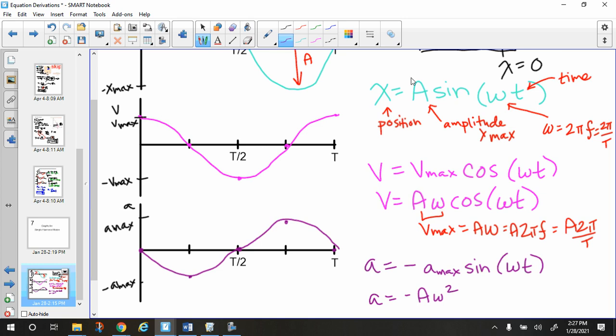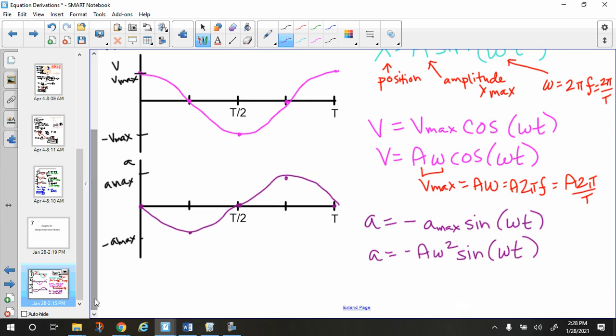So you can see that this coefficient is A. We multiply by omega, we get A omega for velocity. Multiply by omega again, we get A omega squared for our acceleration. And if you know how to take a derivative, you know the derivative of cosine is negative sine. And then you multiply by the coefficient of the time. And then times sine of omega t.